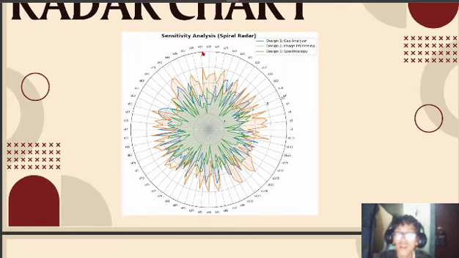So overall, this radar chart shows that the design 2 image processing has the highest responsiveness among the three designs. So that's all. Thank you.